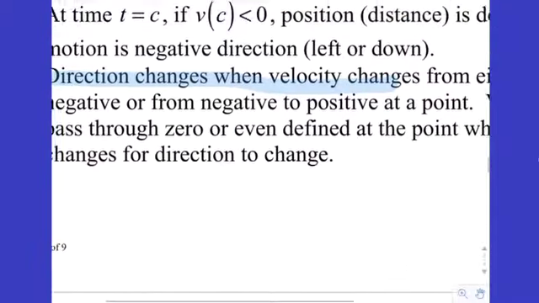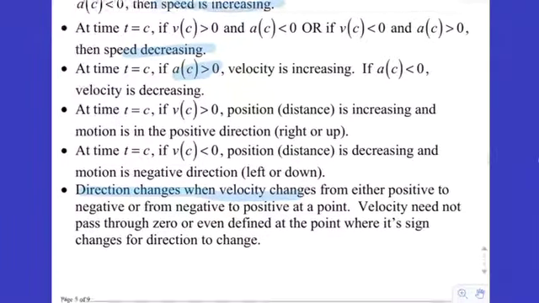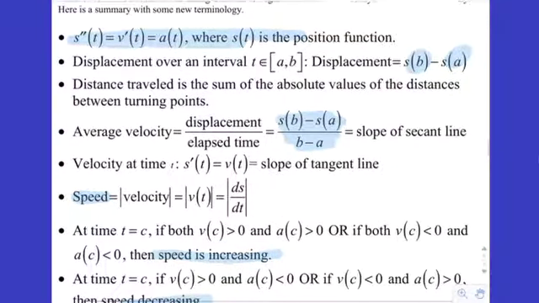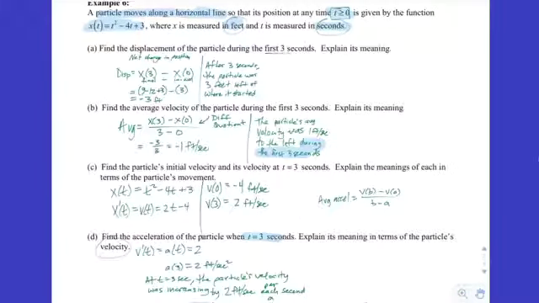Well, I thought I saw something up here. It said something. Distance traveled is the sum of the absolute values of the distances between turning points. Oh, so that's what we need to do. Okay. How do we do that? I'll show you how to do it.